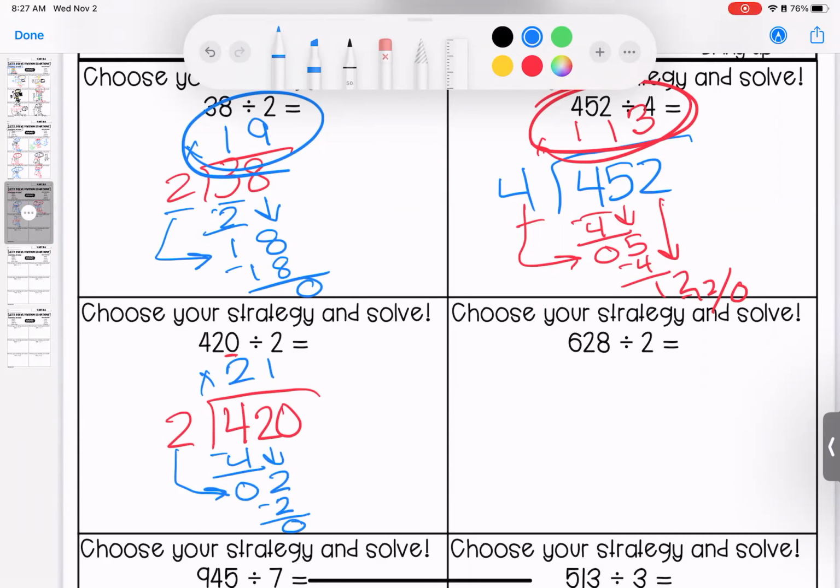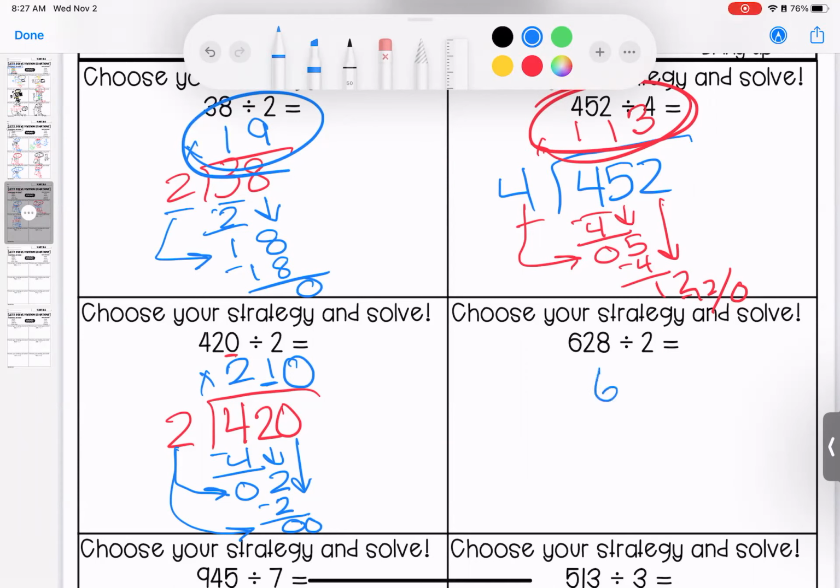We have a 0, but it's in our problem. And in order to keep this 1 in the tens place, we need to bring down the 0. And start one more time. Does 2 go into 0? No, but we have to show we tried by putting our 0 in the answer. Remember, 21 times 2 is only 42. We need to keep that 1 in the tens place by keeping our place saver in space.